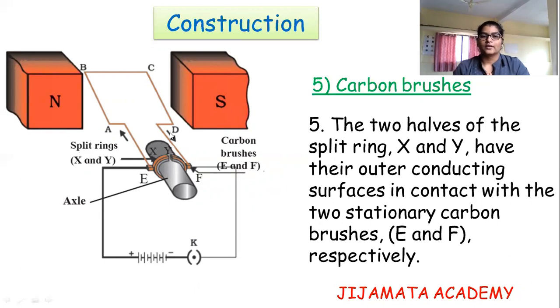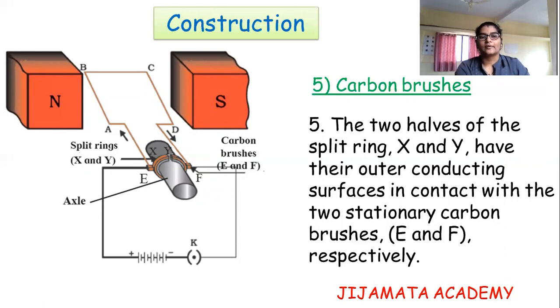some components in the electric motor are rotating, and some components are stationary. Rotating components are the loop, this loop ABCD, which is going to rotate. Along with this loop, the split rings will also rotate, and the split rings are attached to the axle, and therefore this axle will also rotate.